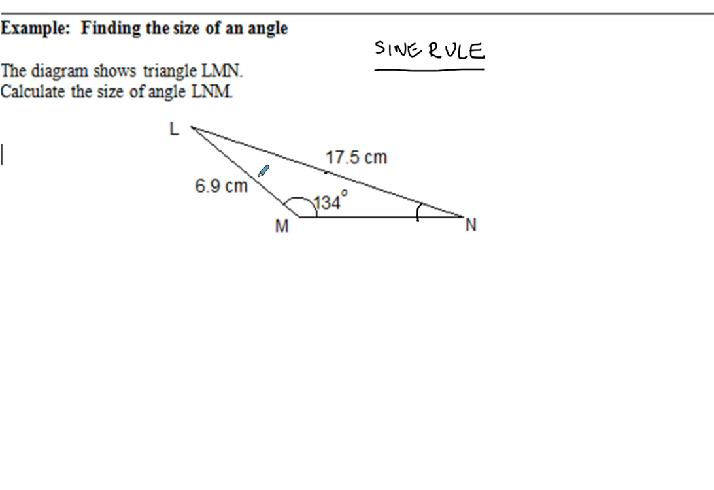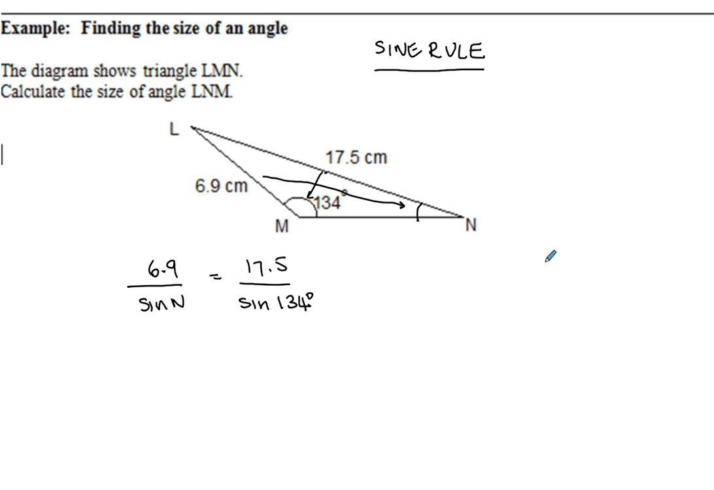So you can see we want to find that. We've got the opposite side. So 6.9 divided by that angle will be 17.5 divided by sine of that angle. So we've got 6.9 divided by sine N equals 17.5 divided by sine 134. While I'm writing that, can you see I know that the angle is going to be less than 134. It would be if you take it away from 180, but you can tell the longest side is opposite the largest angle.